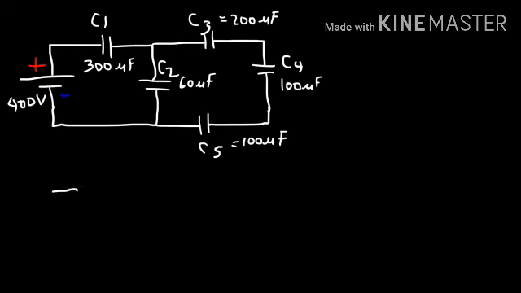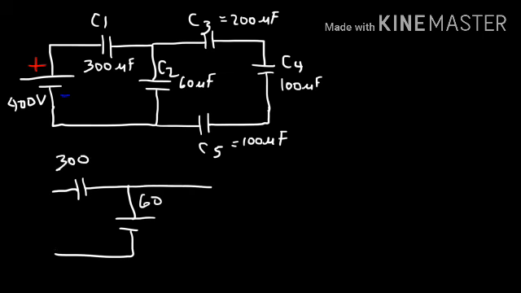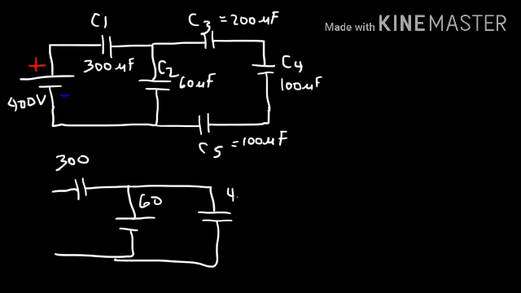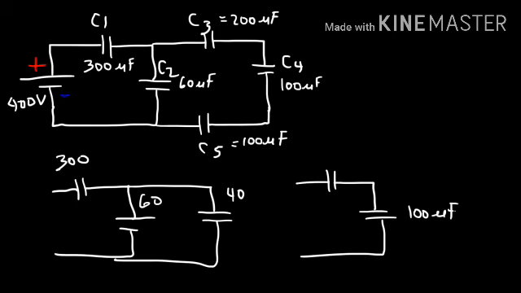So let's draw the circuit that we now have. Here's C1, it's 300 microfarads. C2 is 60. And these 3 capacitors combined is 40. So now notice that the 60 is in parallel with the 40. So we can add those 2. And so that gives us an equivalent capacitance of 100 microfarads, which is in series with the 300 microfarad capacitor.